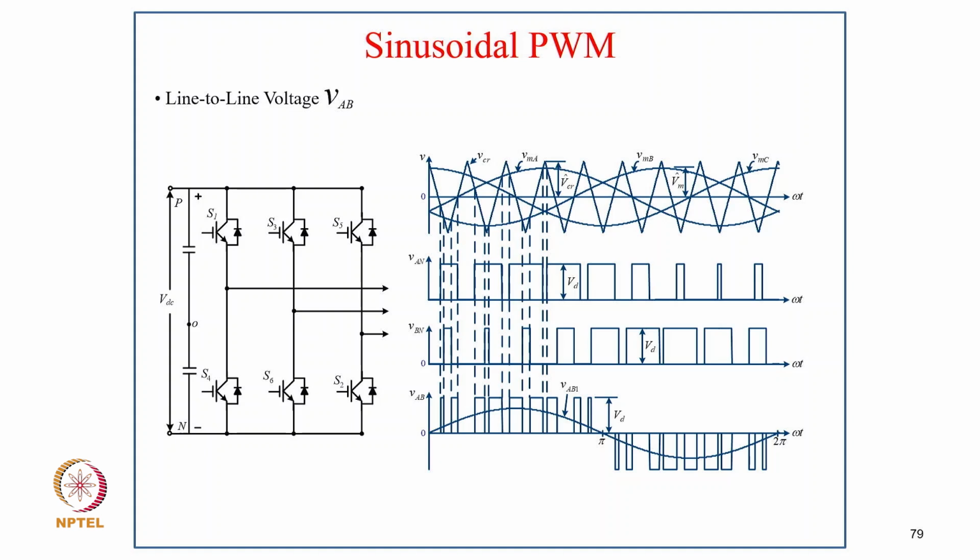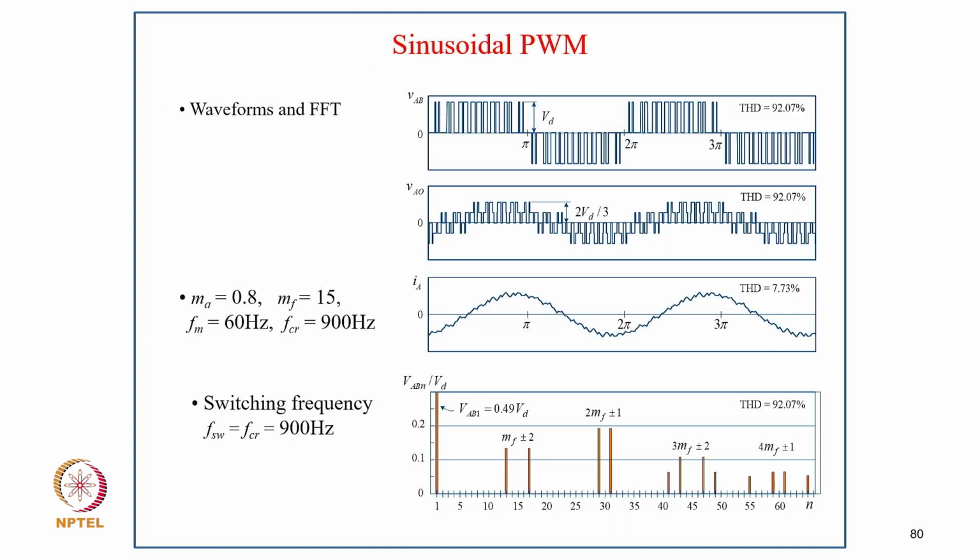When we compare typically VMA or VMB, we get VAN and VBN, with respect to the neutral point, the negative terminal of the DC link. Then subtracting VBN from VAN gives VAB, and you get a typically unipolar voltage with pulse width modulation, giving a dominant fundamental and very few harmonics. You can see the waveform and FFT.